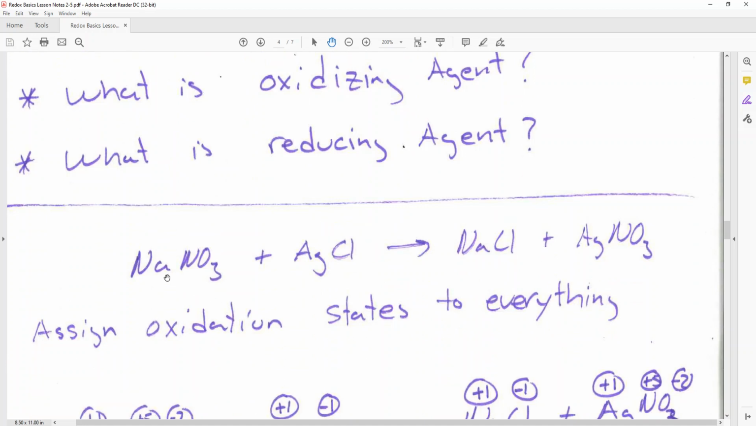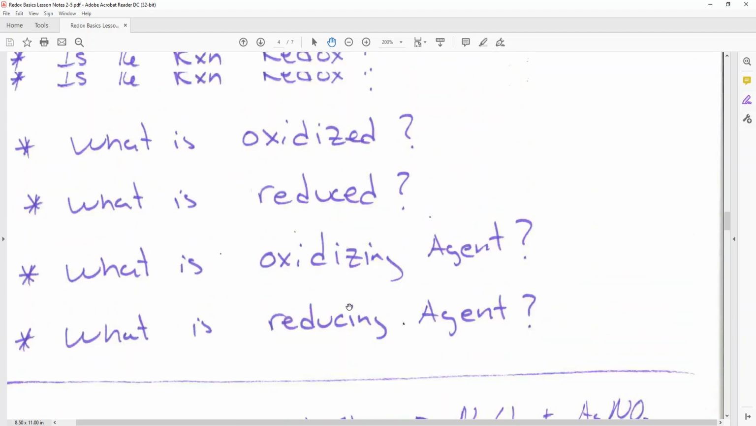All right. So let's look at this reaction. This is just a double replacement reaction, and we want to know if it's redox or not. And if it is redox, what's being oxidized, what's being reduced, what's the oxidizing agent, what's the reducing agent? We want to be able to answer all of these questions.